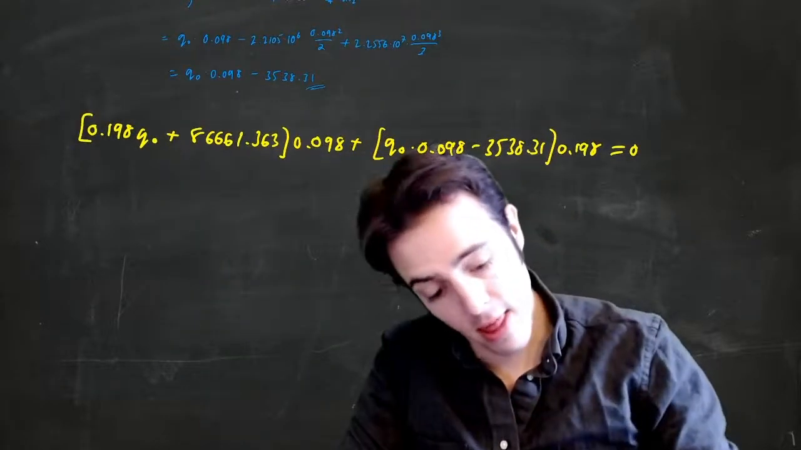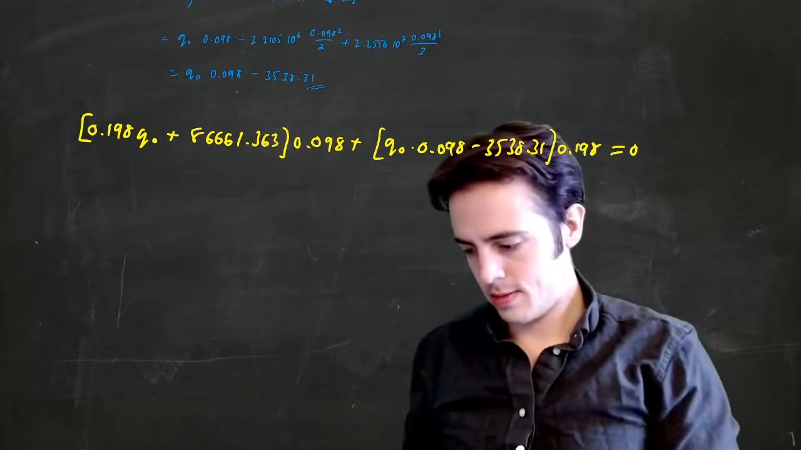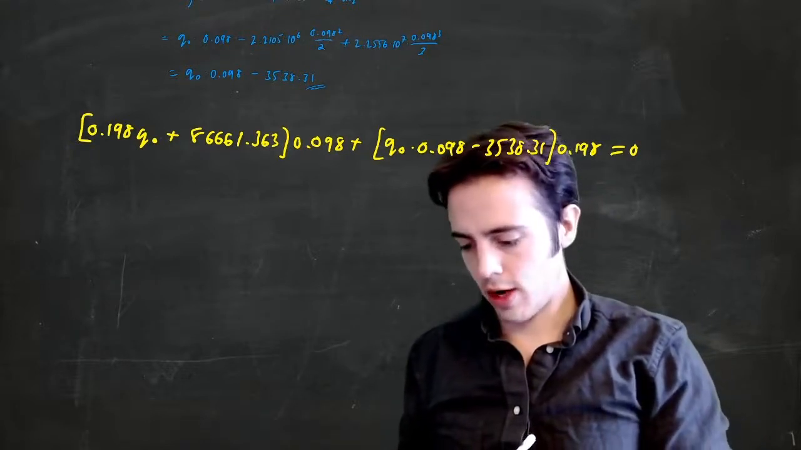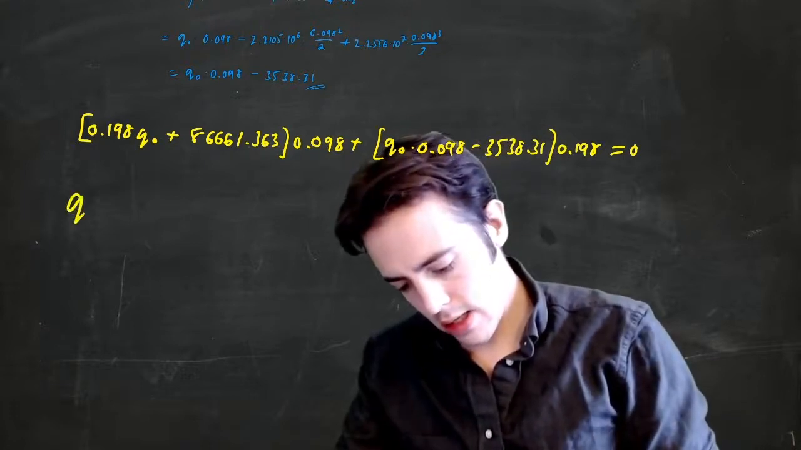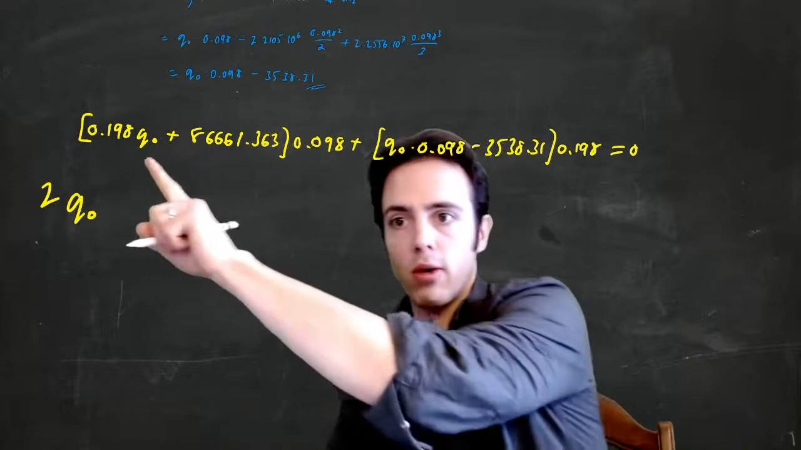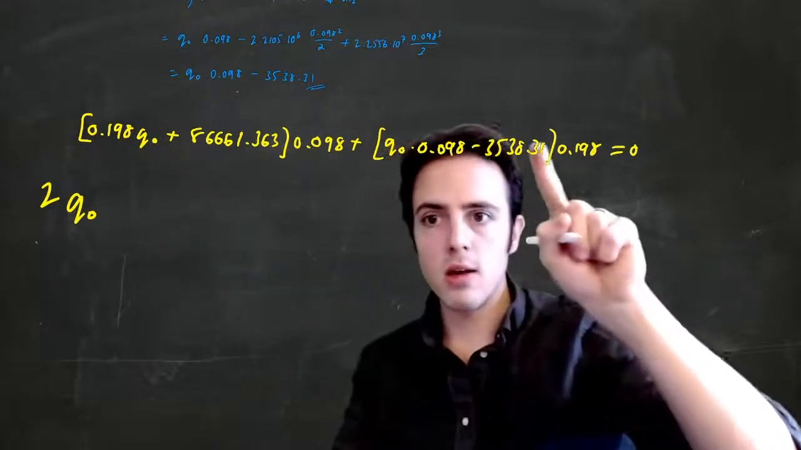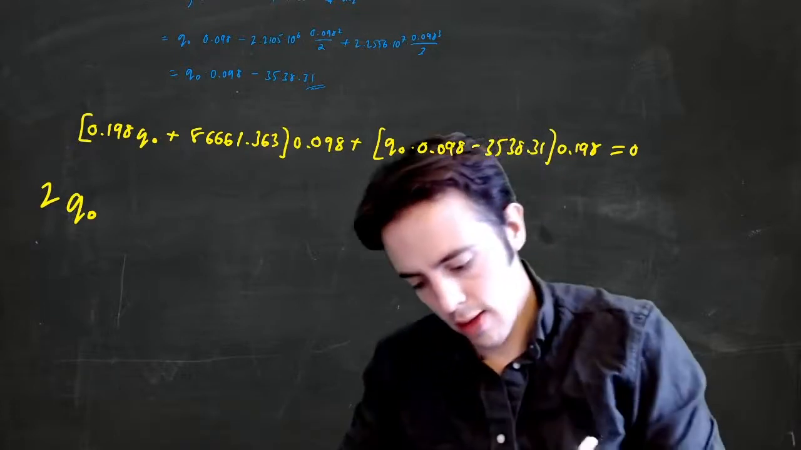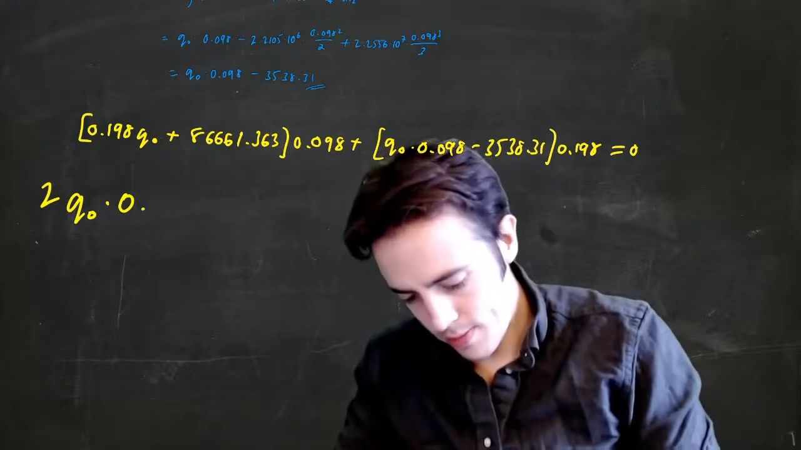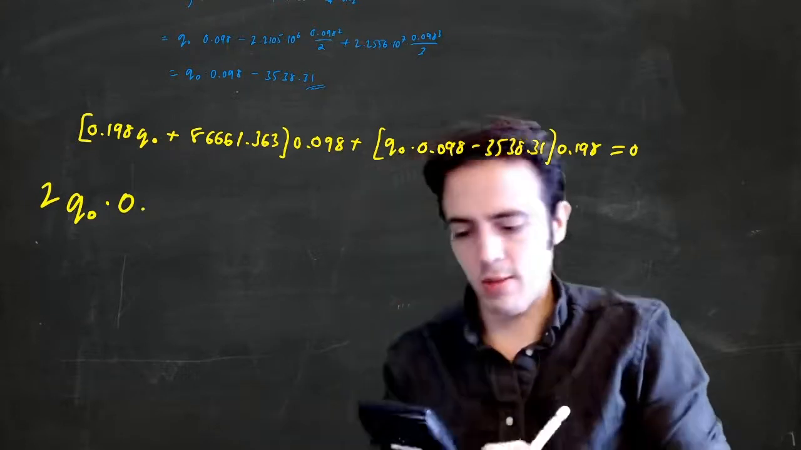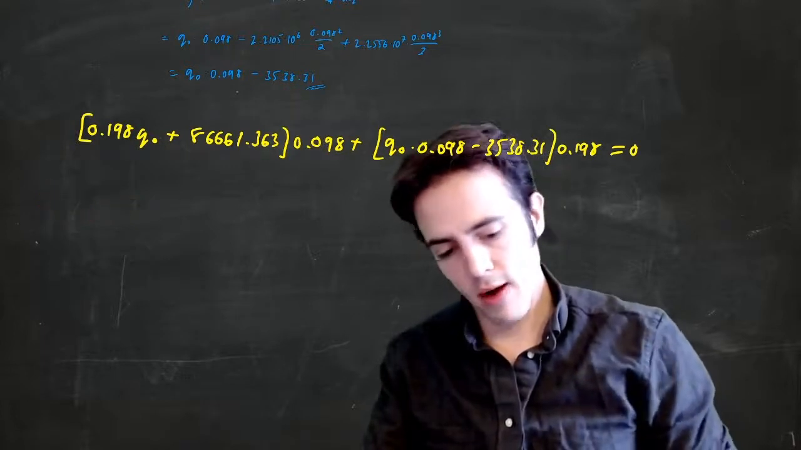So let's multiply this out now. There are some shortcuts you can take here, and I'll see if you can figure them out on your own. We can collect the same bit of Q0. We're going to have Q0 with these two numbers multiplied together twice. So we're going to have 2 times Q0 multiplied by 0.098. In fact, let's just multiply that by 2.